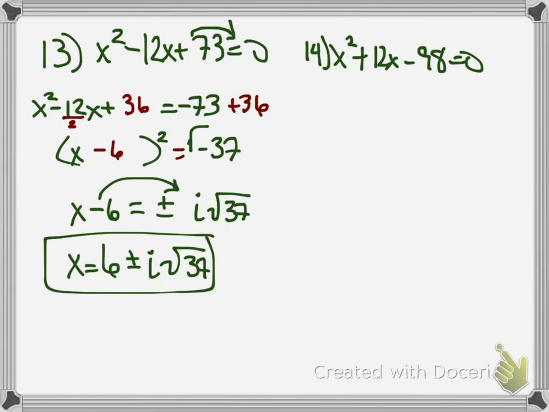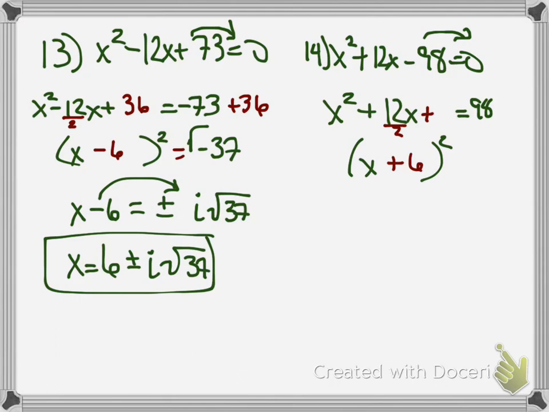Here at number 14, we're going to do the same thing. Move the 98 over. That's going to become positive 98. So I'm going to have x squared plus 12x equals 98. I'm going to have here parentheses x squared, and again, I'm going to say divide by 2. Get 6. That would give me 36. Plus 36, and then I'm going to end up with 134.